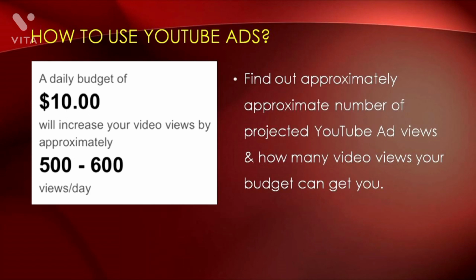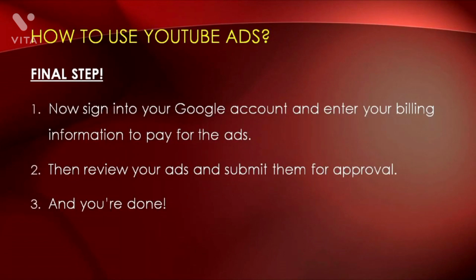As you create your YouTube ad, you can find a small tab on the right side of your page. This is where you can see approximately how many video views the budget you set will bring you. And finally, sign into your Google account and enter your billing information to pay for the ads. Then review your ads and submit them for approval. And you're done. You've now created your own YouTube ads.